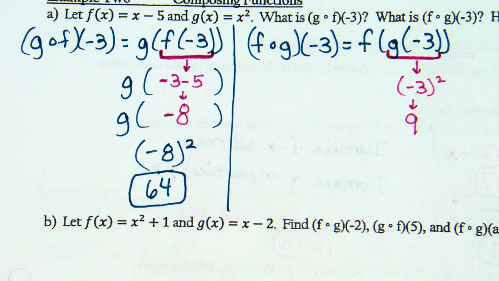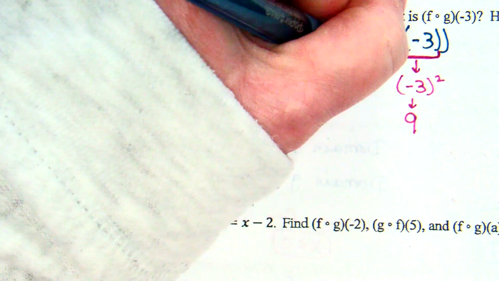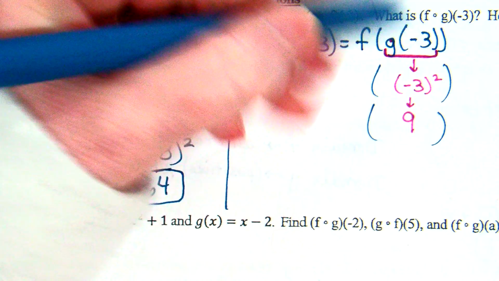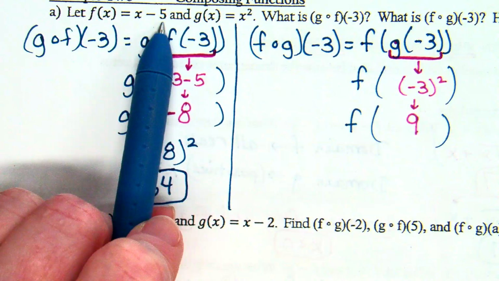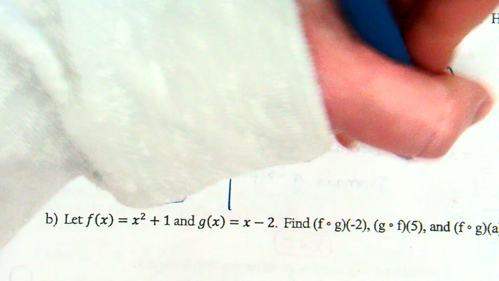Okay. Now, I'm not done because I only did the insides. I only did g. Now what do I have to do? f. So we're going to use this new inside number of 9, and we're going to look at f. So it's f of 9. What does my f equation say to do? x minus 5. What are we going to use as x? 9. And so we're going to do 9 minus 5, which is 4.